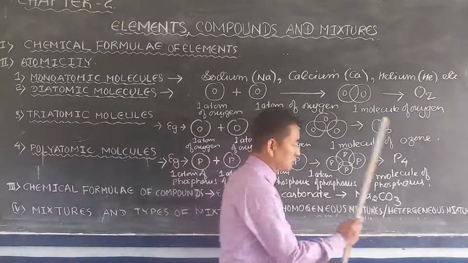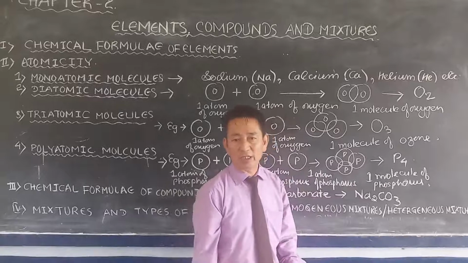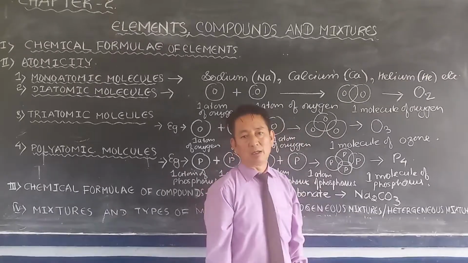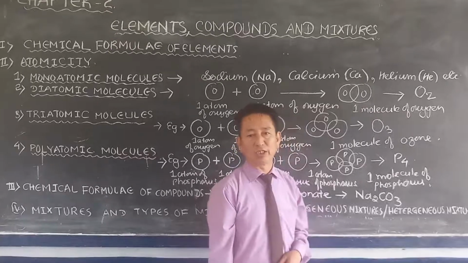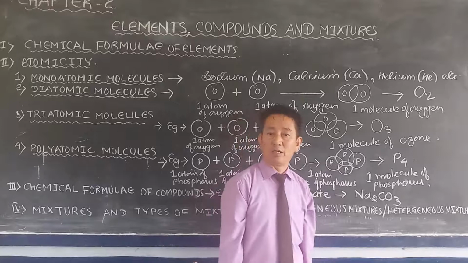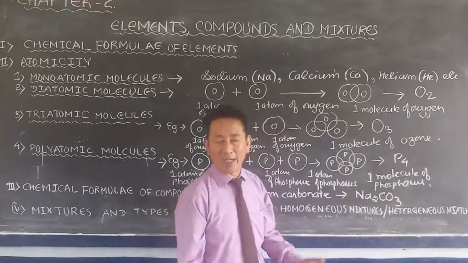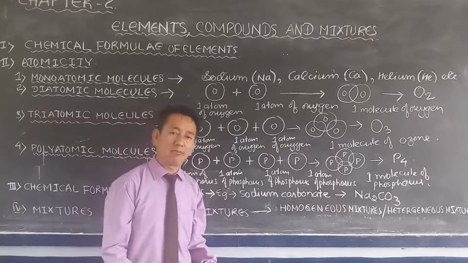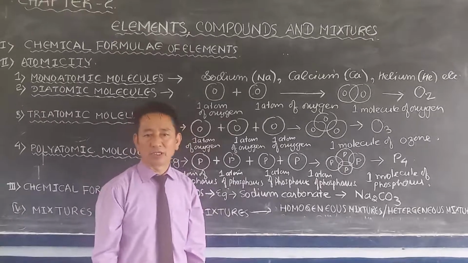Now next, heterogeneous mixture. A heterogeneous mixture is a mixture in which the components are not equally distributed throughout the mixture. Like a mixture of iron filings and sulfur is an example of a heterogeneous mixture.